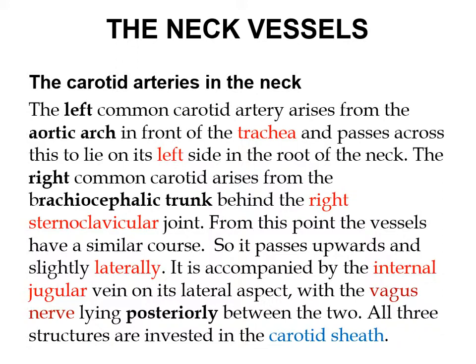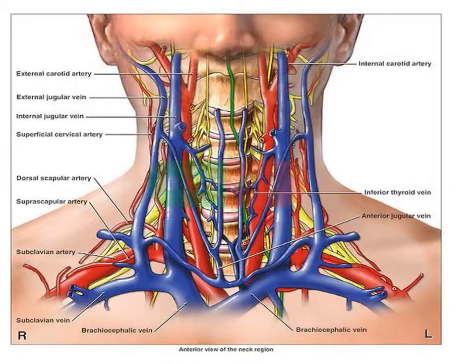The left common carotid artery arises from the arch of the aorta in front of the trachea and passes across to lie in the left side of the root of the neck, while the right common carotid artery arises from the brachiocephalic trunk behind the right sternoclavicular joint. From this point, the vessels have the same course, descending lateral to the trachea, accompanied by the internal jugular vein lateral to it and the vagus nerve posterior to them, in the carotid sheath.